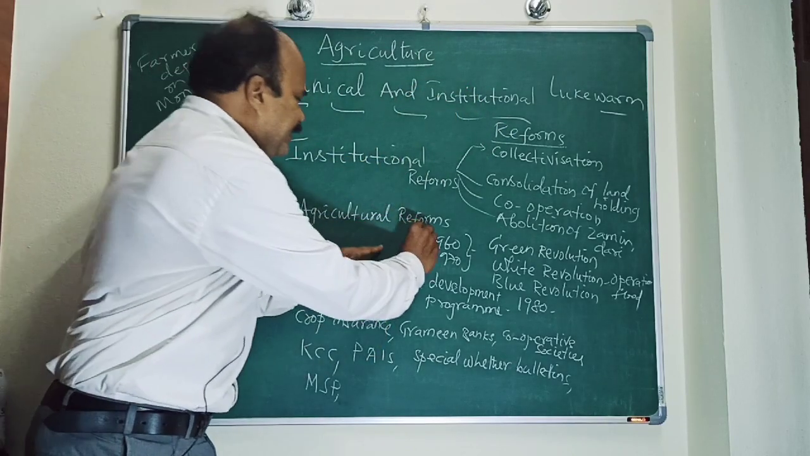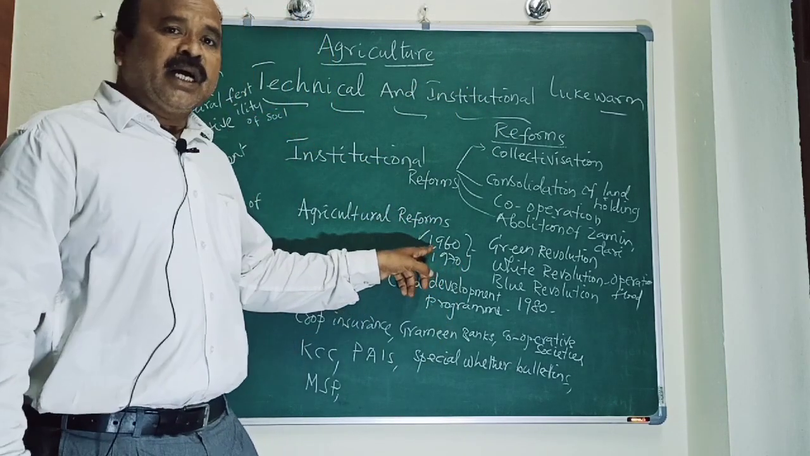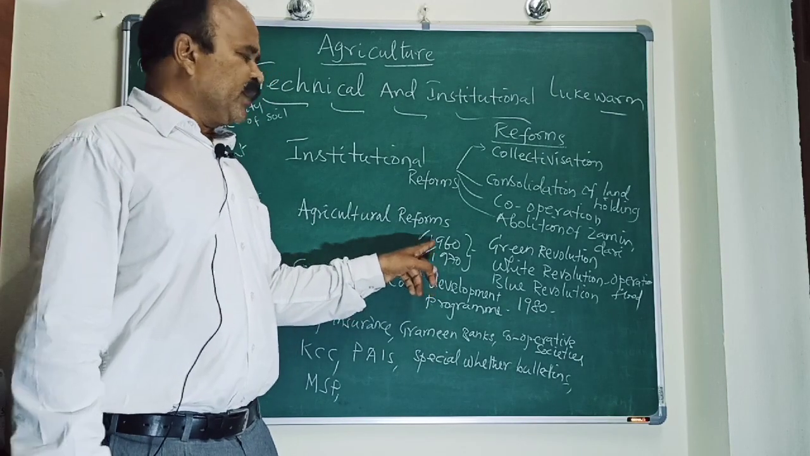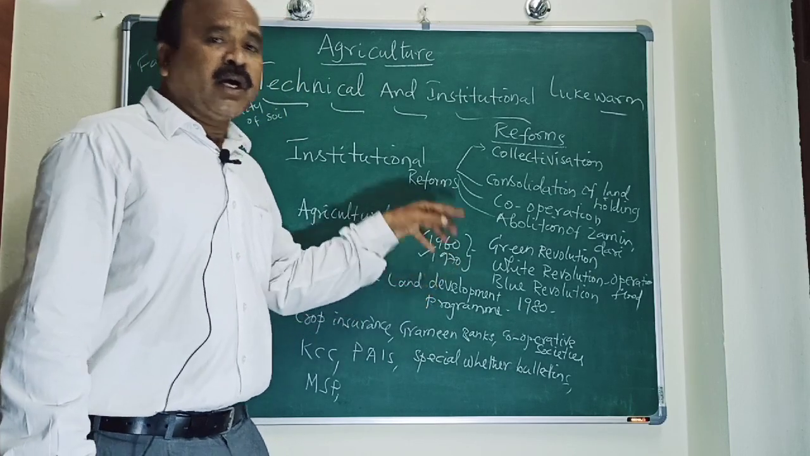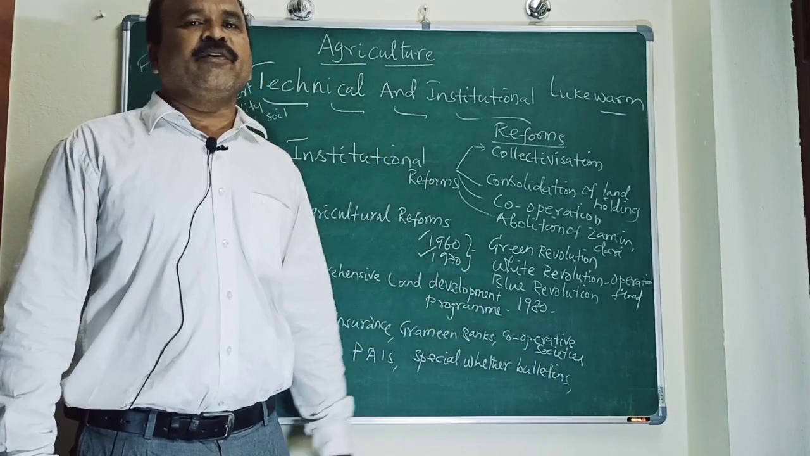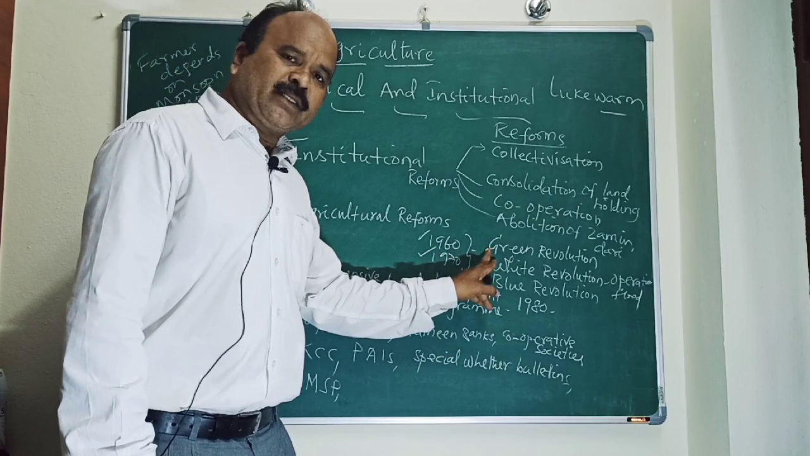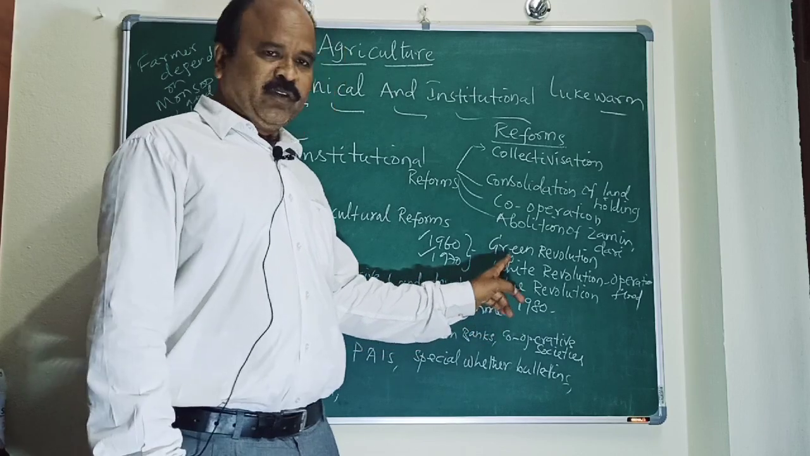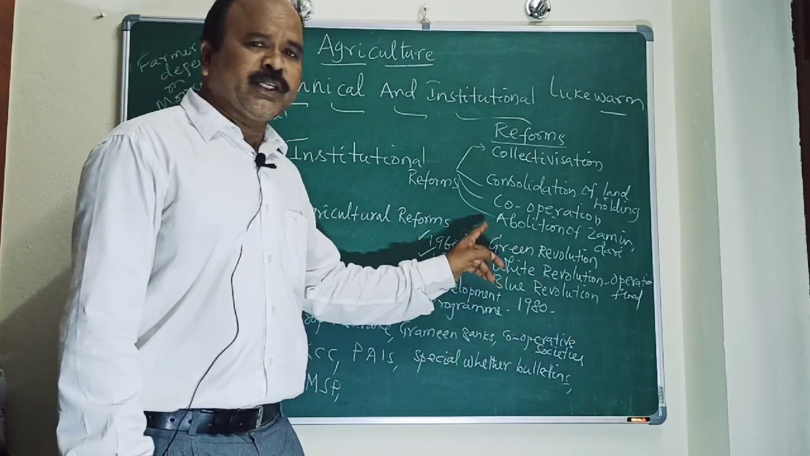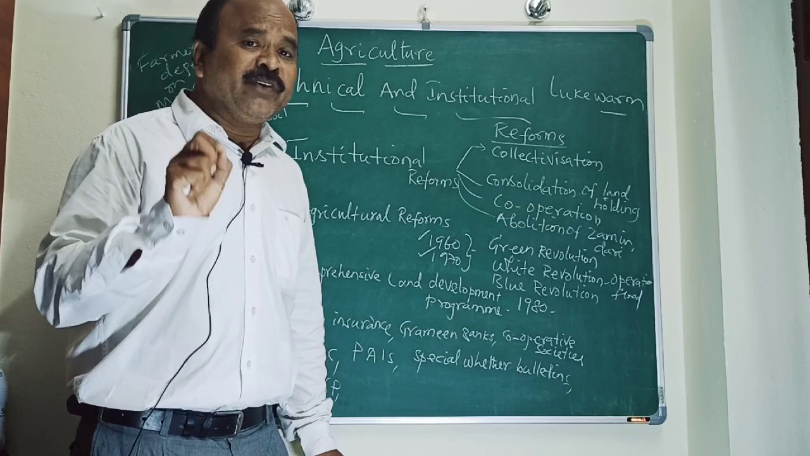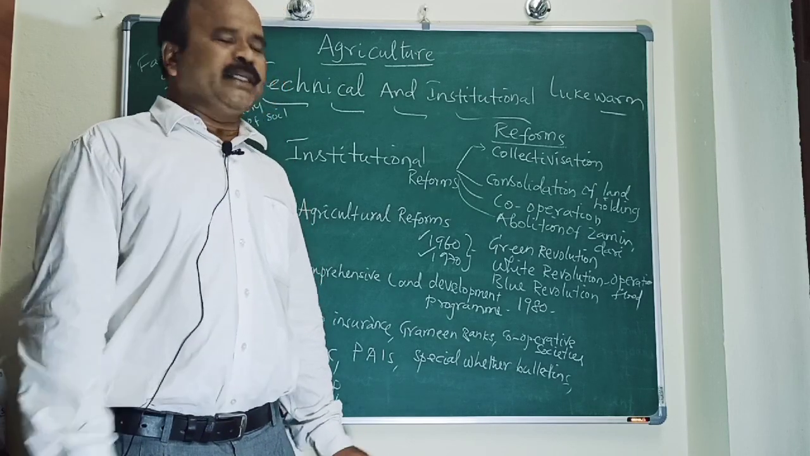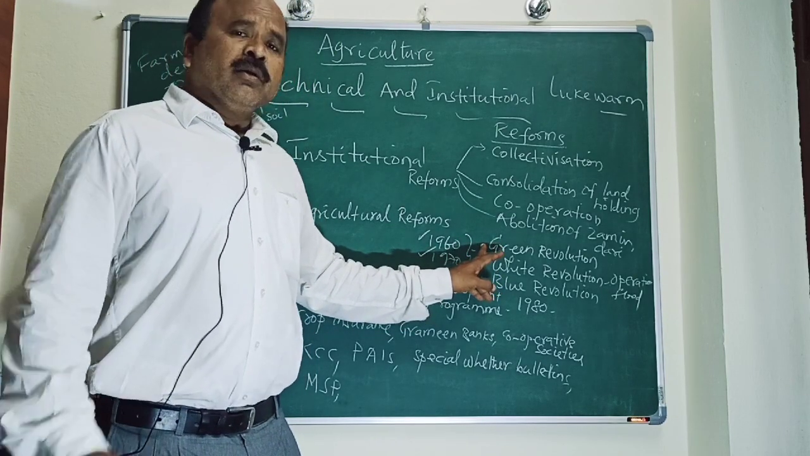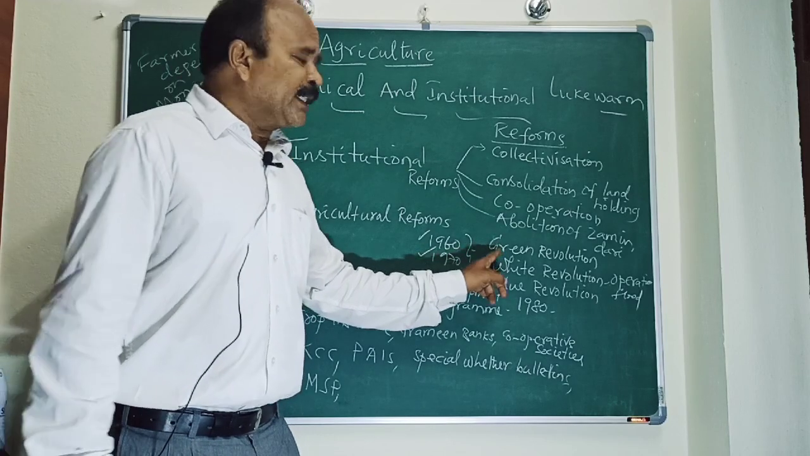In the 1960s and 1970s, our Indian government went for introducing some agricultural reforms. What are the things in agricultural reforms? See here: Green Revolution, White Revolution and Blue Revolution. What is Green Revolution? Introducing HYV seeds, high yielding variety seeds, chemicals and fertilizers. These are called the factors of Green Revolution.